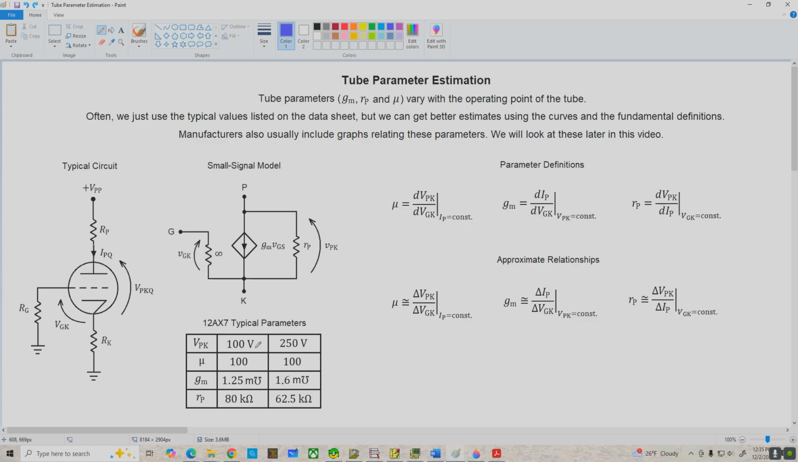But in any case, we can derive values for these parameters using the plate curves for the tubes, and that's what we'll do next. But first we need to take a look at the parameter definitions.